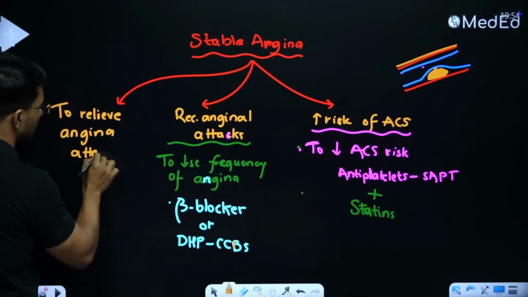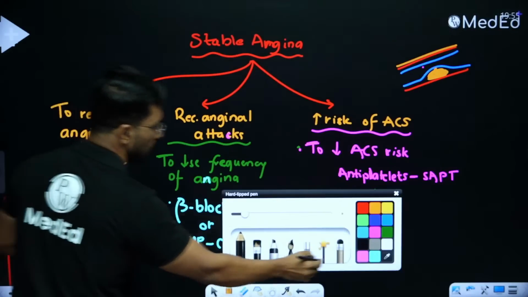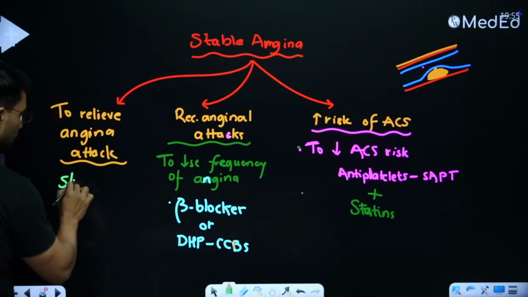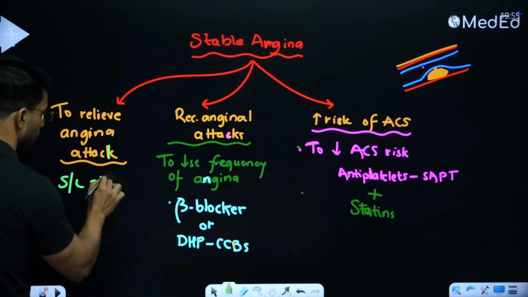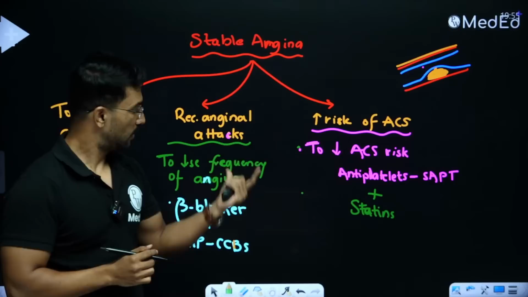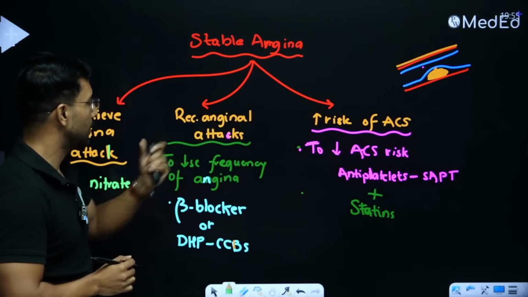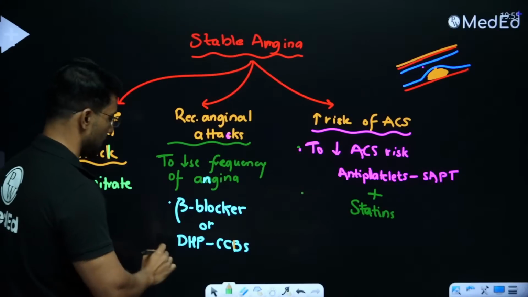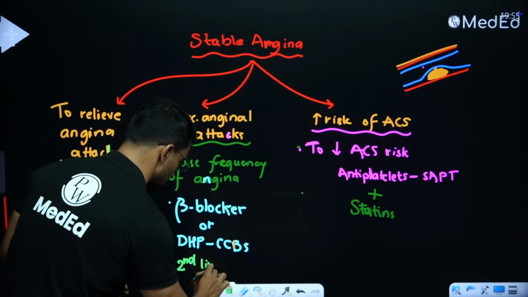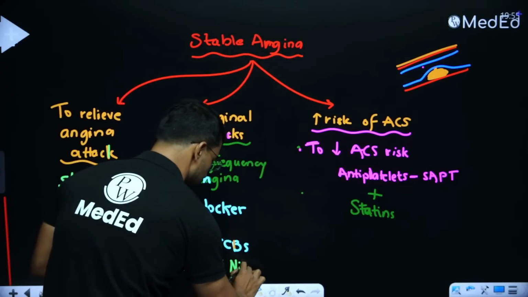Of course, for that I need a quick onset of action, and I can get that from the sublingual nitrates. So I can use sublingual nitrates. Now you may be thinking, sir, we can also give them oral nitrates, because oral nitrates will also cause vasodilatation and they can also help in preventing the frequency of angina attacks, right? But we consider them as second line agents. Second line agents include nitrates.